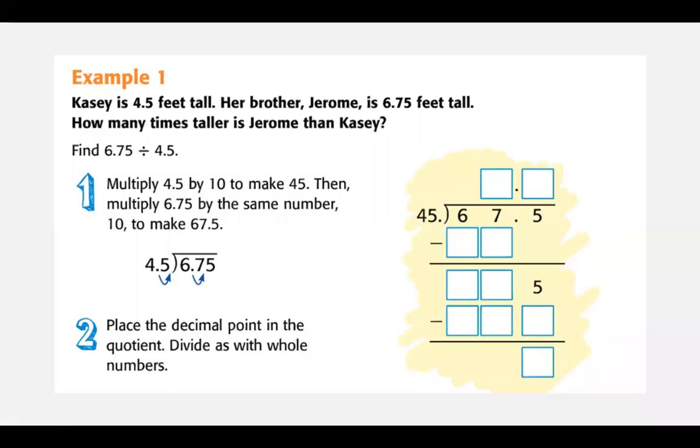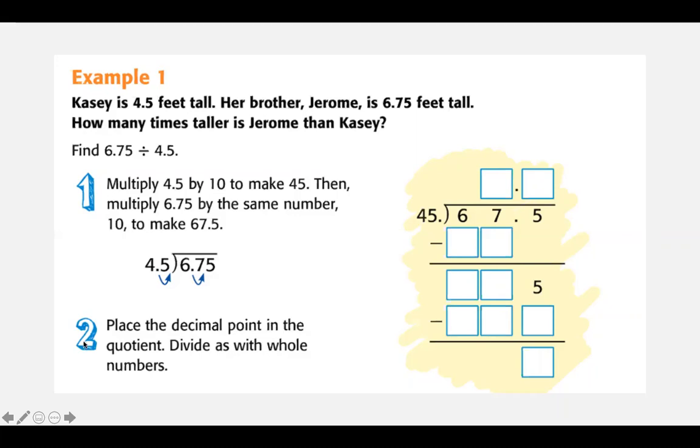So, this first example is Casey is 4 5/10 feet tall. Her brother Jerome is 6 75/100 feet tall. How many times taller is Jerome than Casey? So we need to find 6 75/100 divided by 4 5/10. So you need to remember multiplying by powers of 10 to be able to do this.